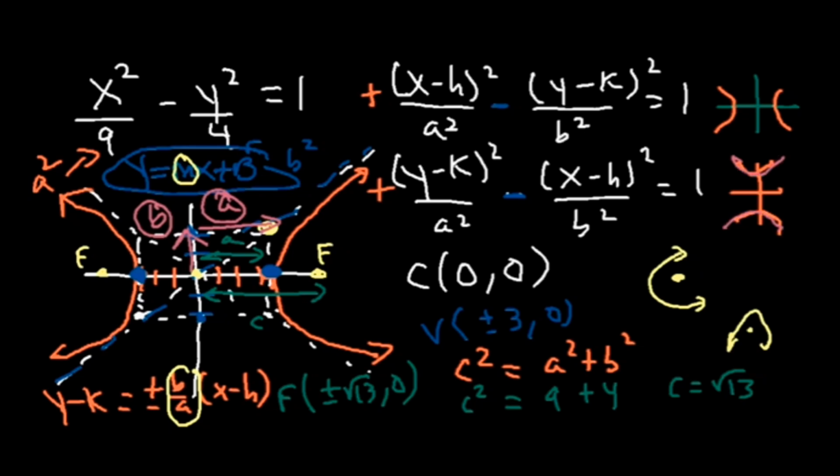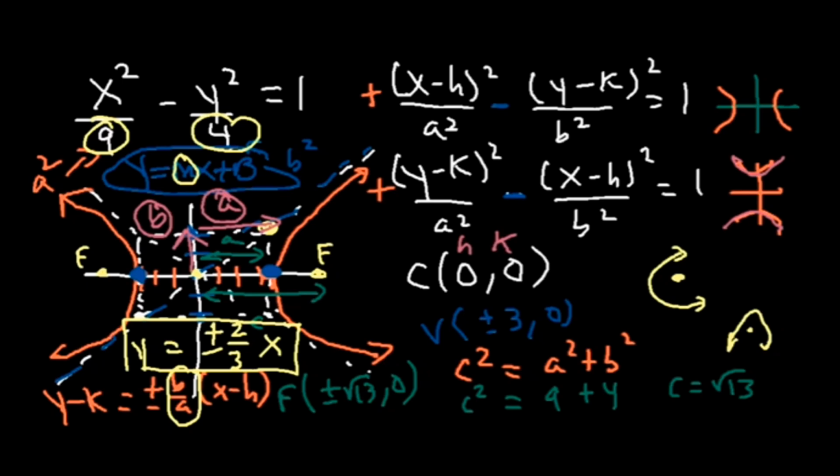For this actual equation, we know that h and k are 0. So to write the asymptotes, it's going to be just y, there's no k, equals plus or minus the value of b, which is 2. B squared is 4, so b is 2. And if a squared is 9, a is 3. So y is equal to plus or minus 2/3 x. Those are the asymptotes for this particular hyperbola. So let's try another example.